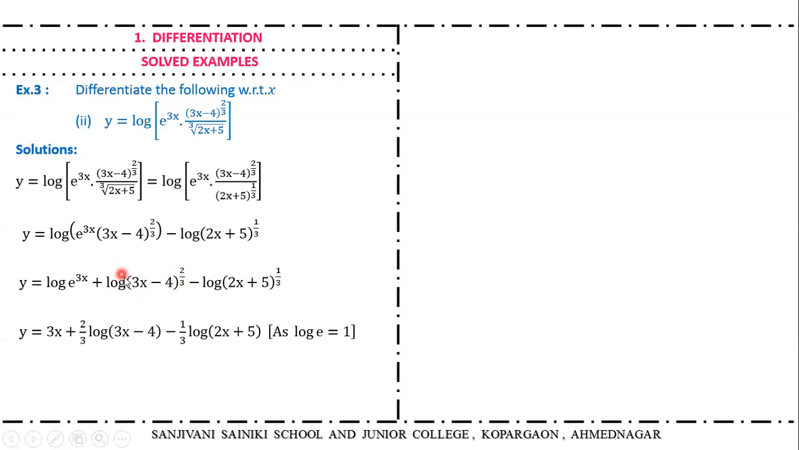Now 2 by 3 we can take outside, so 2 by 3 log of 3x minus 4. Similarly we can take 1 by 3 log of 2x plus 5, since log of x raised to n is n times log x. We use that property. So differentiate this equation with respect to x. So derivative of 3x, derivative of 2 by 3 log of 3x minus 4, and derivative of 1 upon 3 log of 2x plus 5.